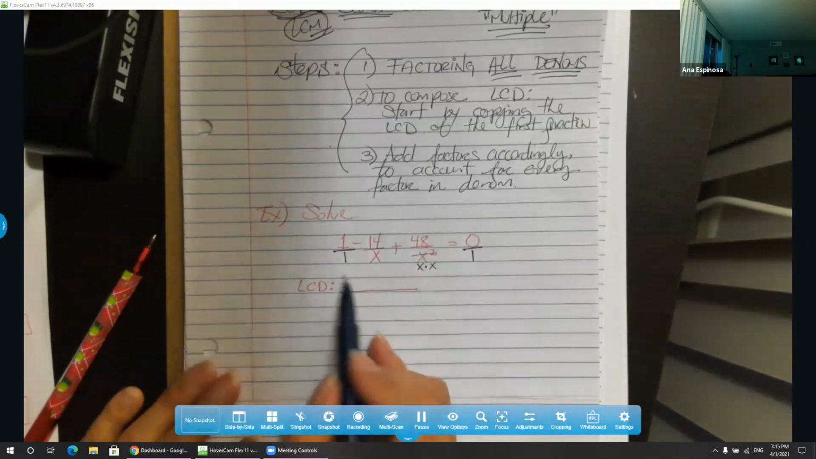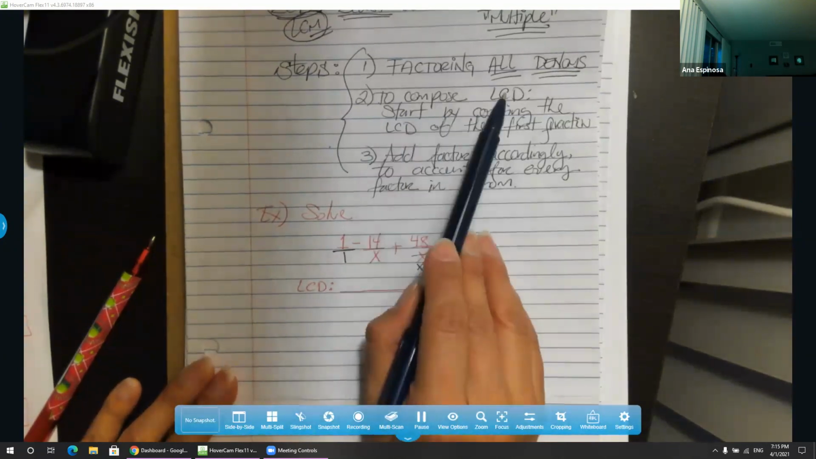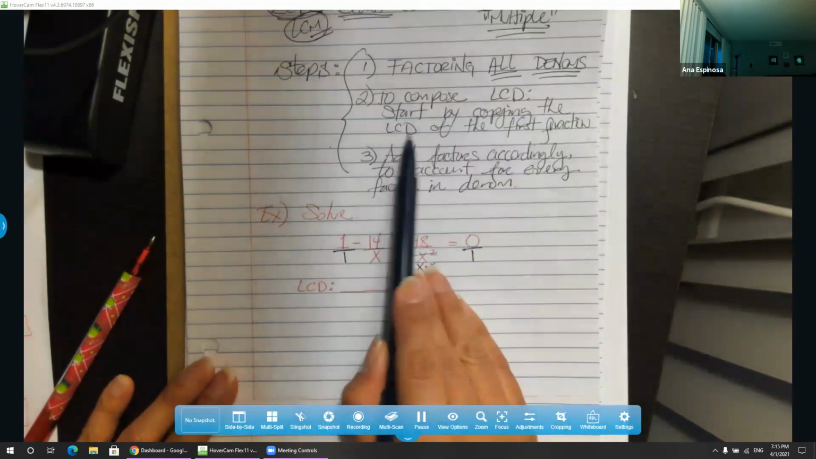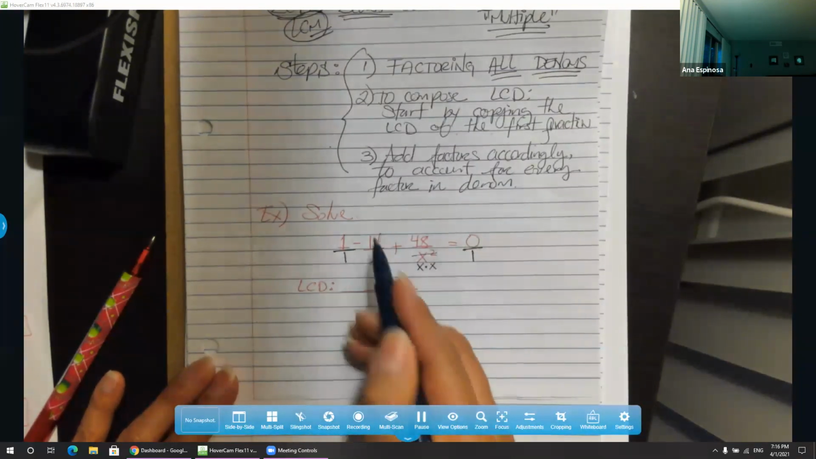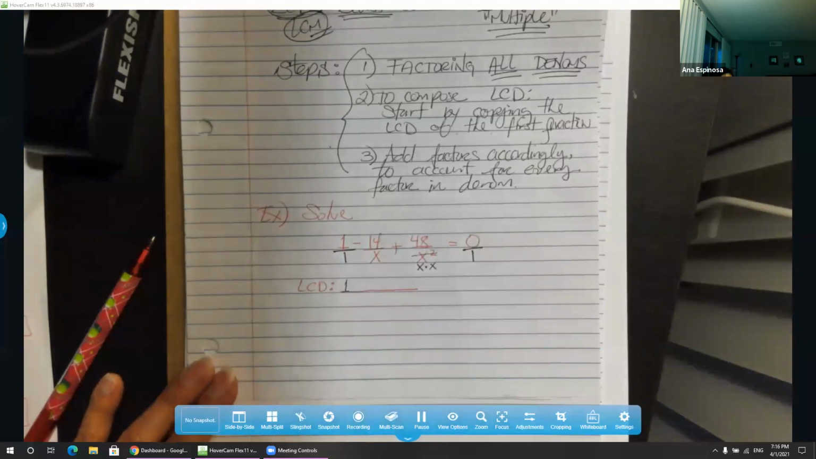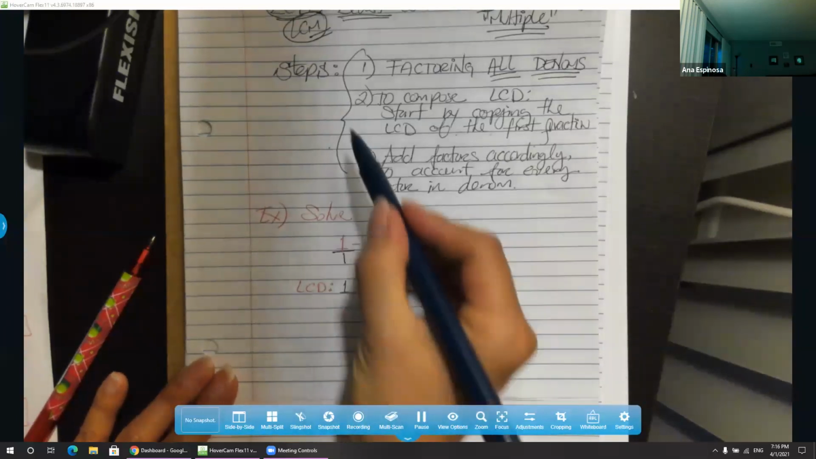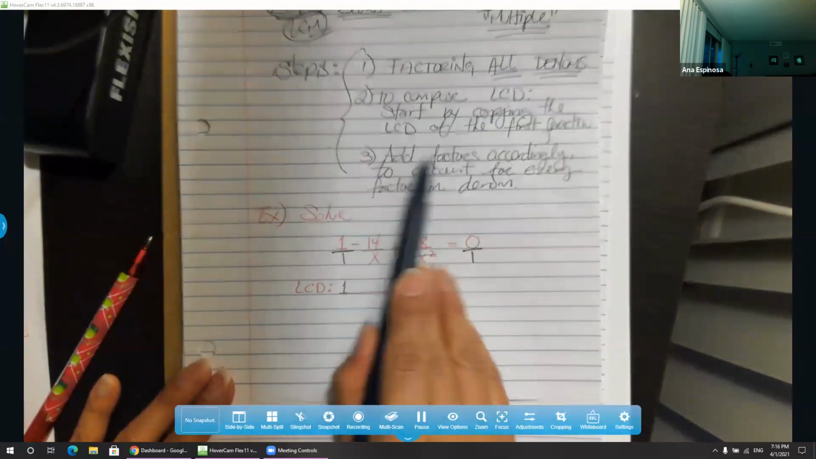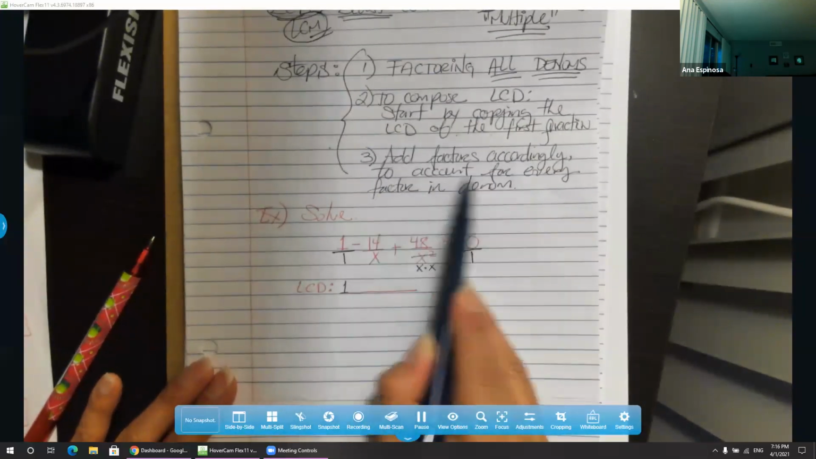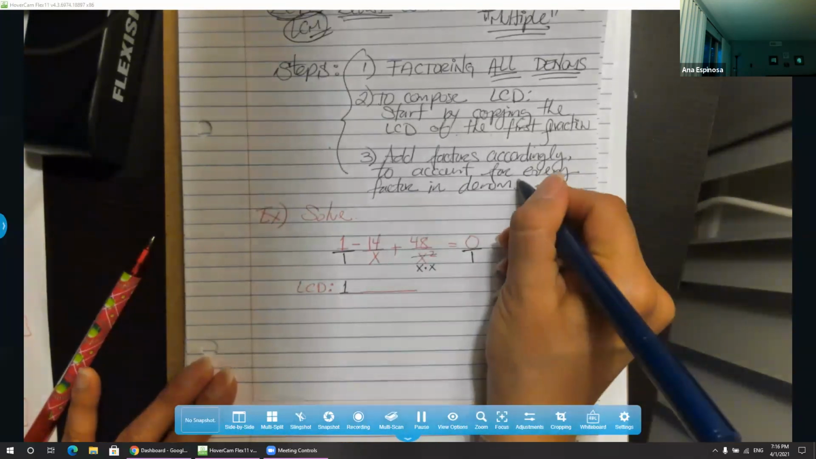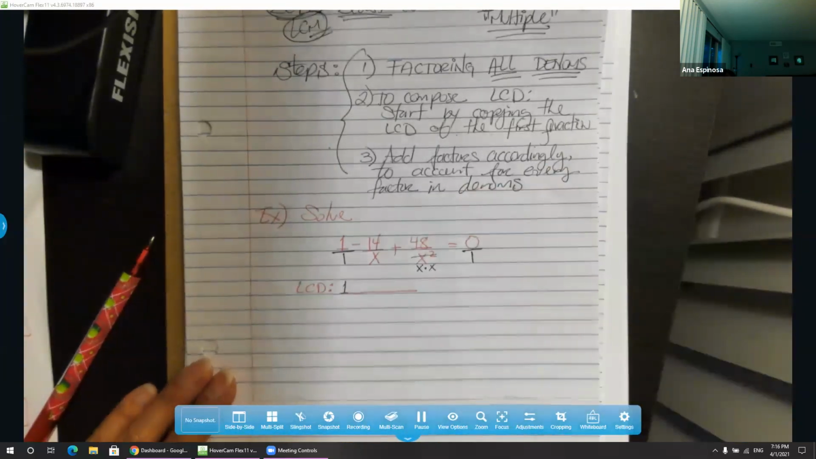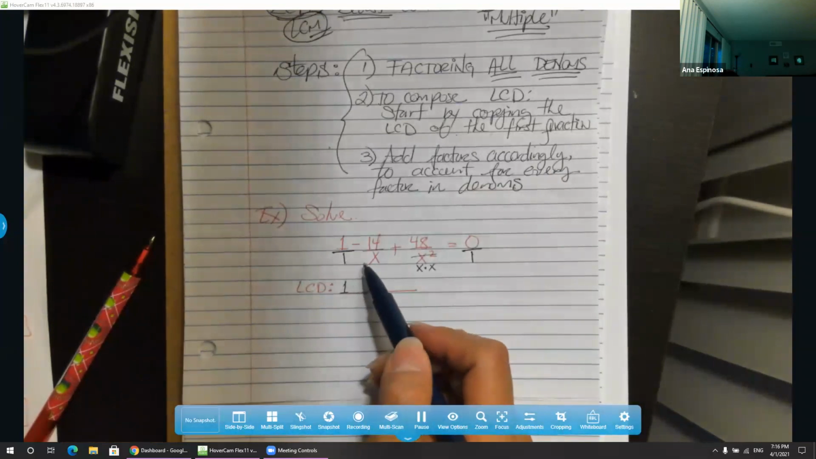So this says, to start composing the LCD, start by copying the LCD of the first fraction. So this is the first fraction. I copy its denominator. Boom, done. All right, I'm done with step 2. The third one says, add the factors accordingly to account for every factor in the denominators. I'm going to put denoms plural because it's a whole bunch of denominators. Okay, so I'm going to use a pencil.